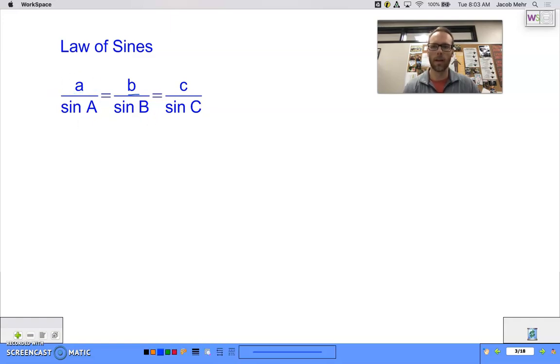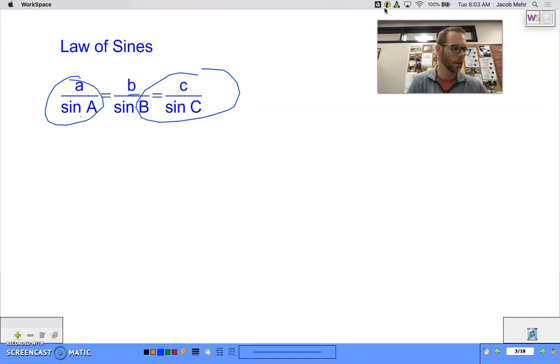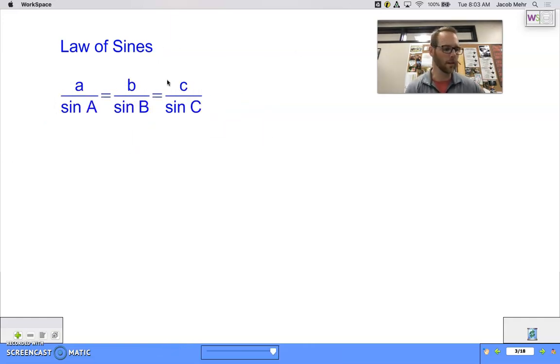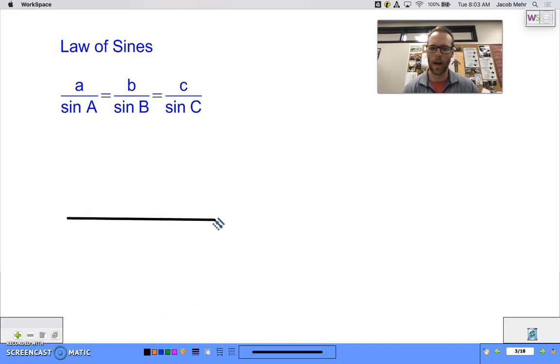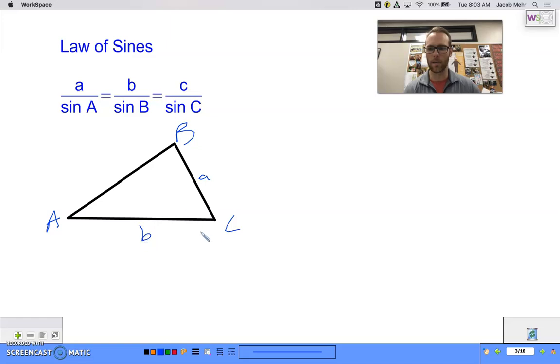We can either set these two equal to each other, we could set these two equal to each other, or we could set this one equal to that one. There's a lot of flexibility here for whatever we need. Now, again, I'm just going to draw this in here so we don't forget. How are we labeling our triangle? Angles are A, B, and C. Side lengths have to be opposite their angle. This is side a, side b, side c.